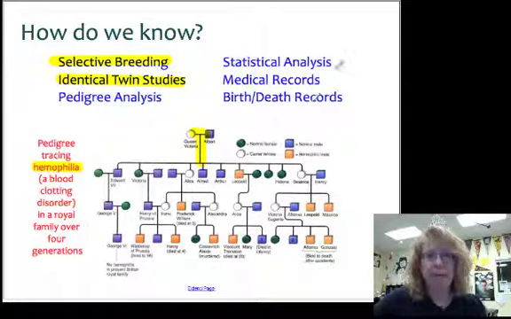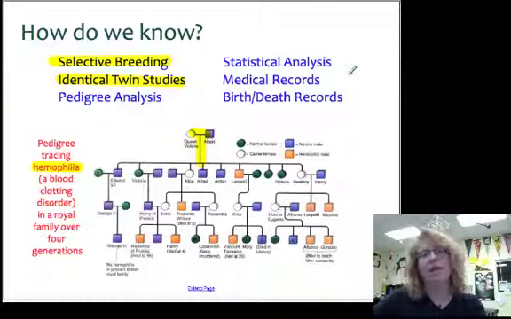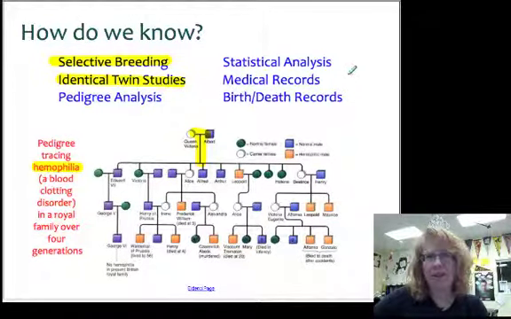These last ones up here, statistical analysis, medical records, birth, death records, we can look at long-term studies over time and look for certain statistical trends, that this particular gene was passed on 75% of the time, or 50% of the time, or 0% of the time, and we can kind of get some more information about genetic patterns.